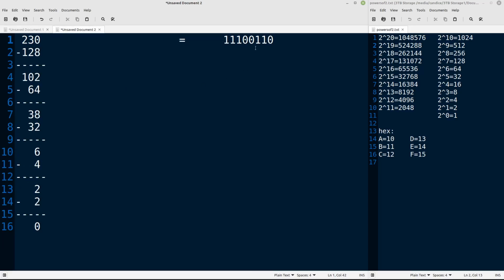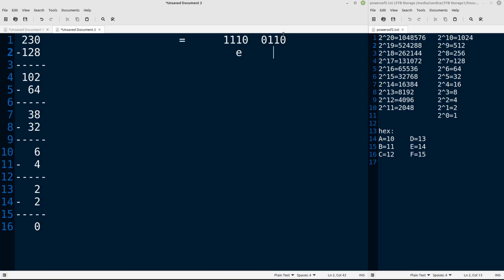Let's do it again. We've got our decimal value. We split it into our groups of 4. That becomes 8 plus 4 is 12, plus 2 is 14, so that's going to be E.